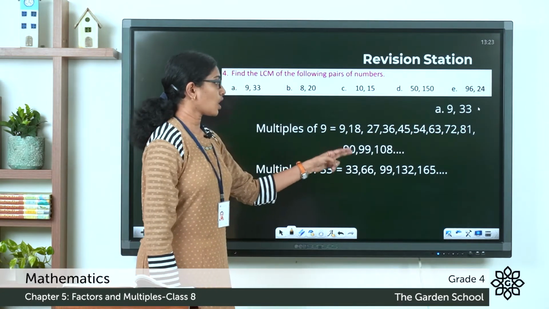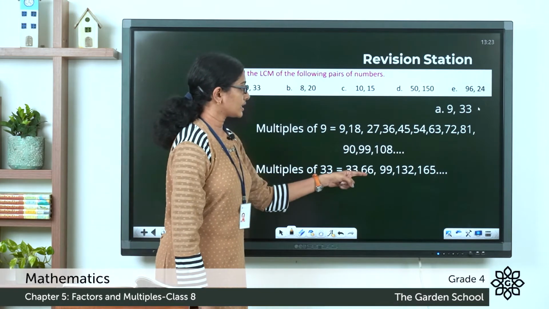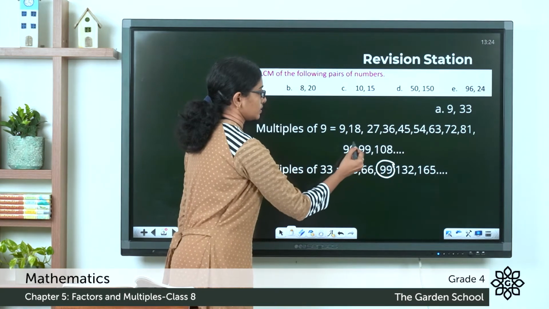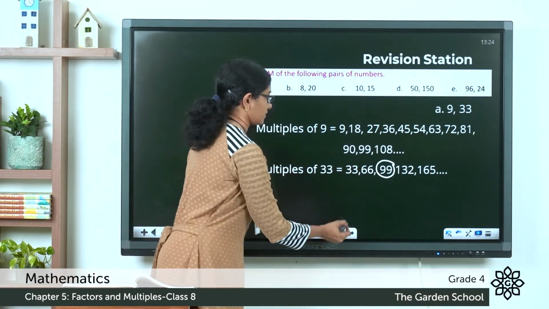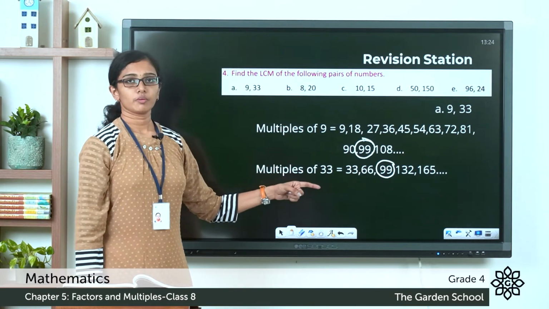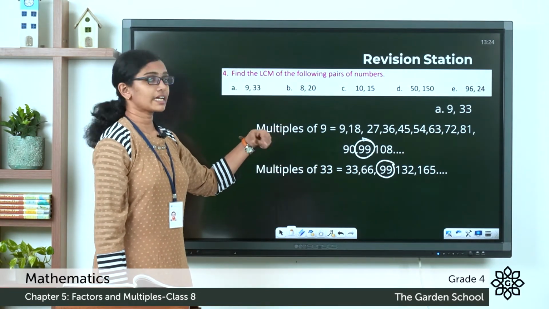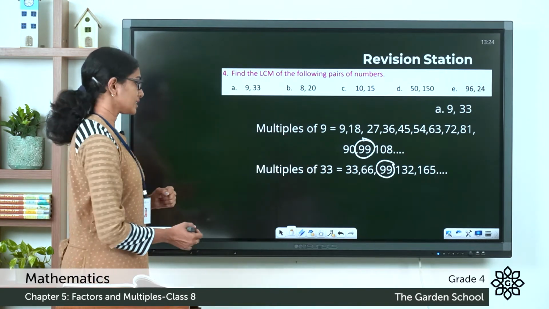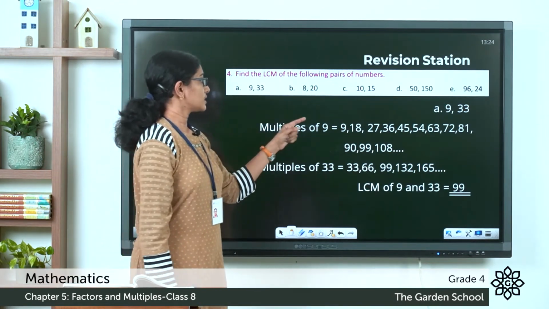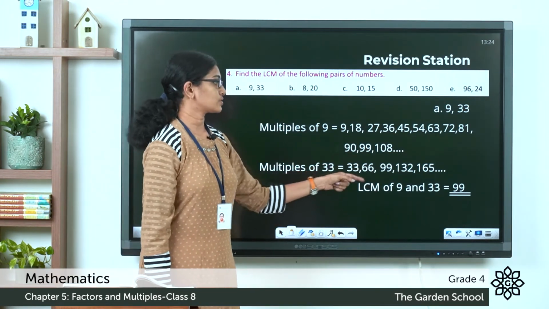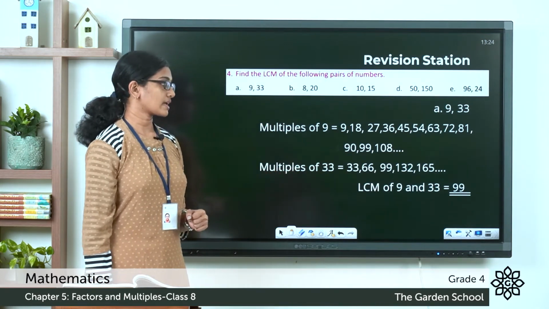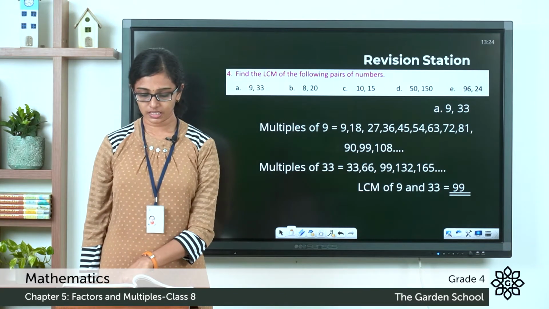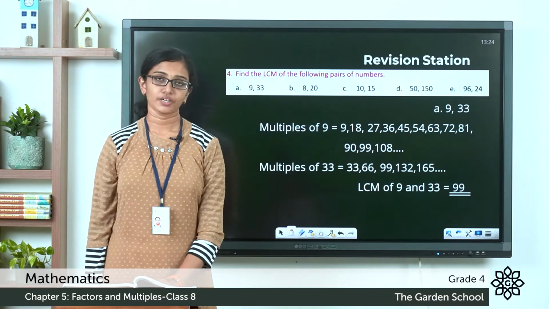So, do you see any common multiple here? This 99 is a common multiple for 9 and 33. Is there any other common multiple? There may be higher multiples which will be common to 9 and 33, but the lowest or the least common multiple of 9 and 33 is 99. So, we write that LCM of 9 and 33 is equal to 99. Similarly, please complete the rest of the questions from question number 4 in your notebook.